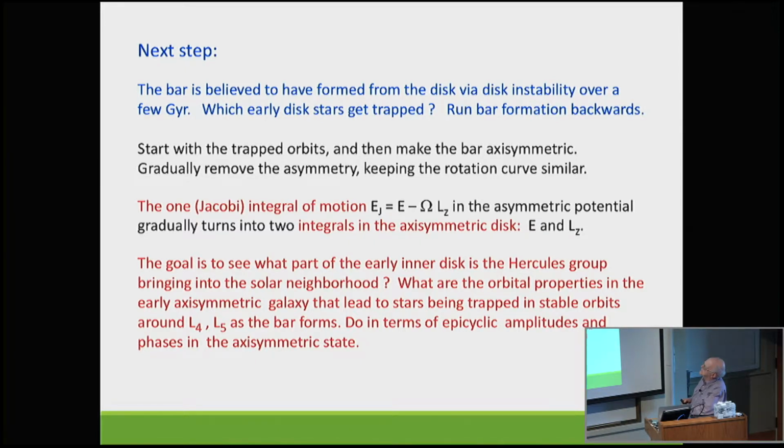I'll make the bar axisymmetric by gradually removing the asymmetry, keeping the rotation curve similar. Our Jacobi integral, which is just the sum of the two axisymmetric integrals, gradually turns from one integral into two integrals. These two things themselves become integrals, and the goal is to see what part of the early inner disk we are looking at when we study the Hercules group stars. What kind of stars have been brought into the solar neighbourhood by this trapping? What are the orbital properties in the early axisymmetric galaxies that lead to stars being trapped in stable orbits around the L4, L5 points? And I'll probably do this in terms of epicyclic amplitudes and phases in the axisymmetric state. So that's stuff I'm going to do in the very near future. Okay, thank you.